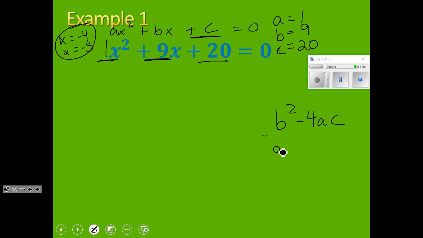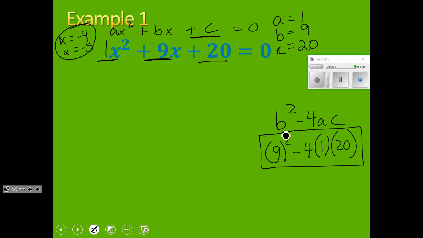So I'm going to plug in 9 squared minus 4 times 1 times 20. And you can put this whole thing in your calculator with parentheses. I'm doing it by hand because I don't have a calculator on me, but again, you could put the whole thing in, and you should get 1. 9 squared is 81. Then if you multiply next, because I'm using PEMDAS, negative 4 times 1 times 20 is negative 80. So when you subtract, you get 1.